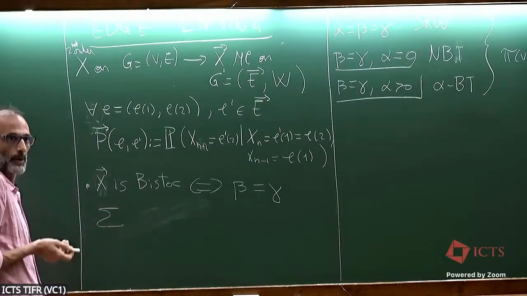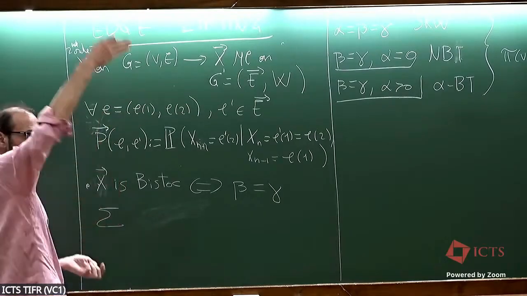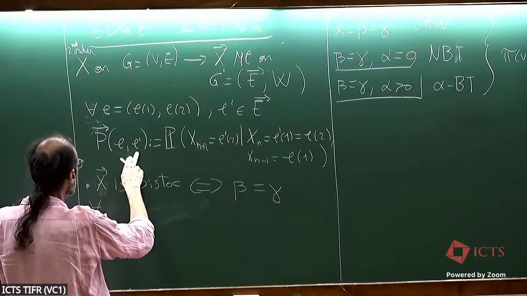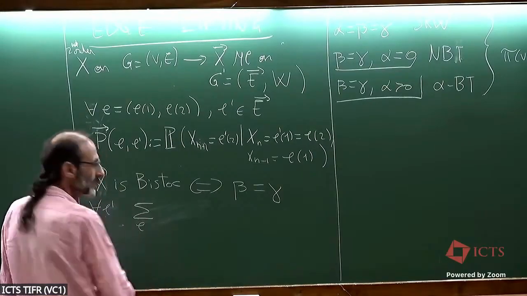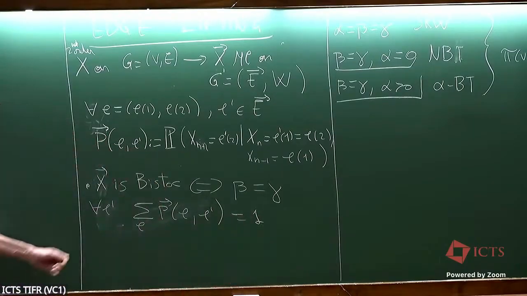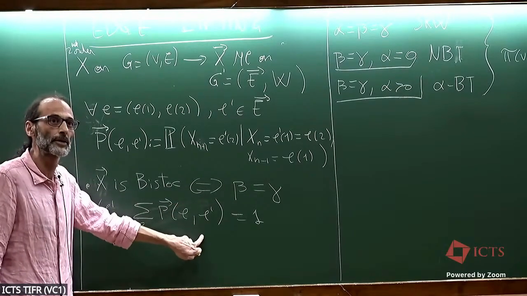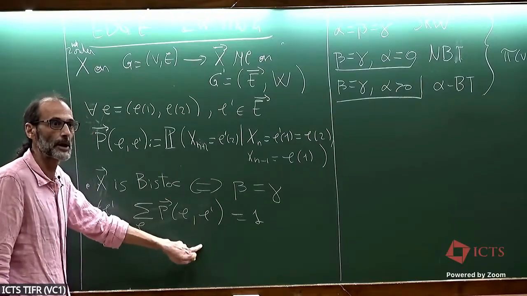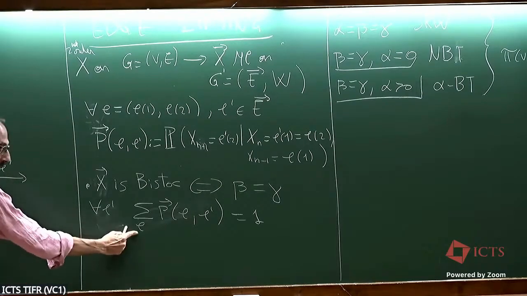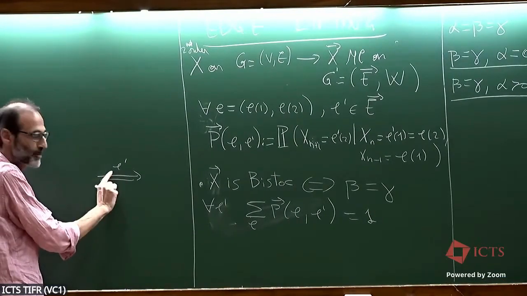Every Markov chain, we know, is a stochastic matrix that sums up to 1 for each row. Bistochasticity is the opposite, namely that it sums up to 1 when summed over columns. So for every E prime, you want to check that if you sum over all edges, this transition kernel indeed sums up to 1. If beta is equal to gamma, that's very simple. Due to time, a good exercise for students: just draw it and you check immediately that, among all the incoming edges, you will only see when E is equal to minus E prime.